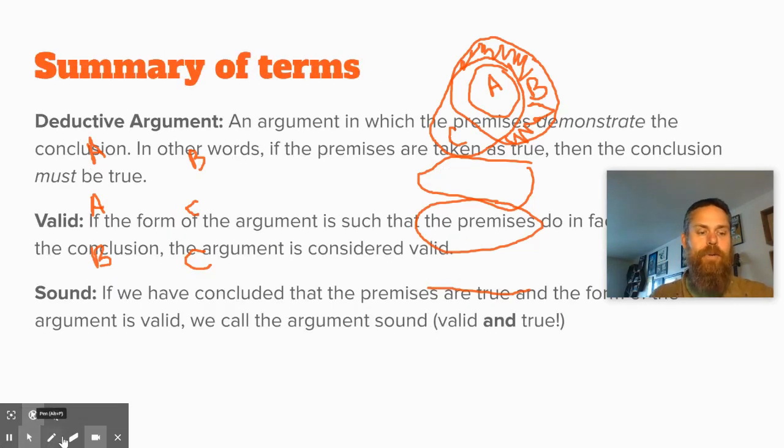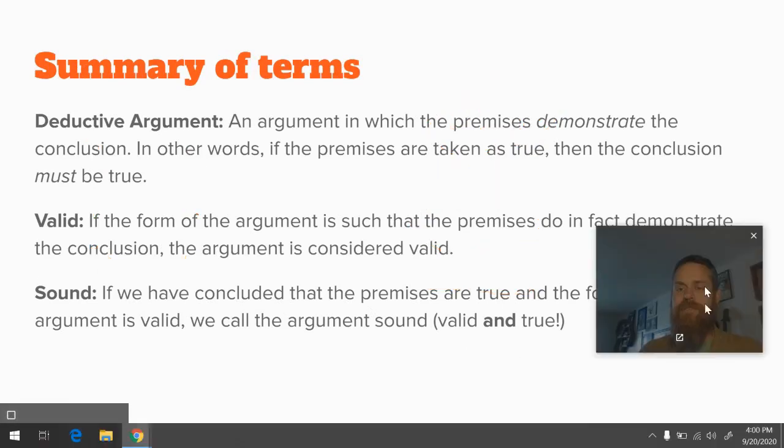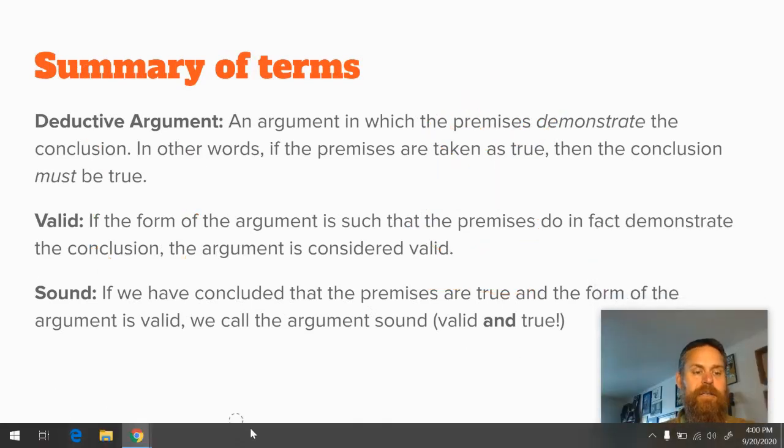Okay, so let's wrap up with some terms here on our way out. Just by way of reminder, these are the key terms that we're dealing with here. A deductive argument, remember, is an argument in which the premises demonstrate the conclusion. In other words, if we take the premises as true, then we have to take the conclusion as true. And that is a valid form. If it actually works that way, that the premises demonstrate the conclusion, we would call that a valid deductive argument. And it's sound if we actually believe that the premises are, in fact, true, not just believing that they're true or stating that they are true in order to test the form of the argument. If we actually believe them to be true, then we would call it a sound argument.